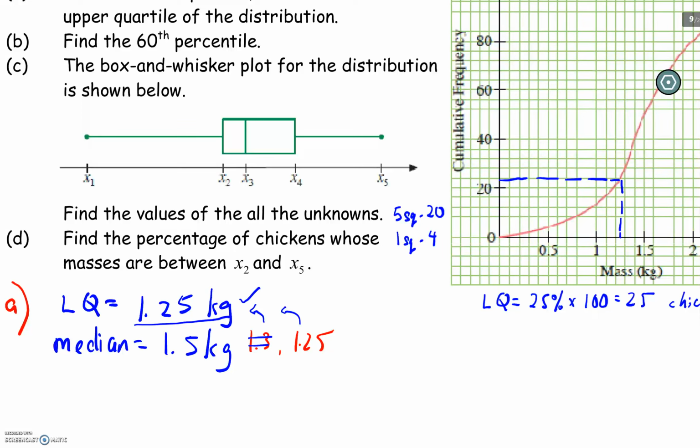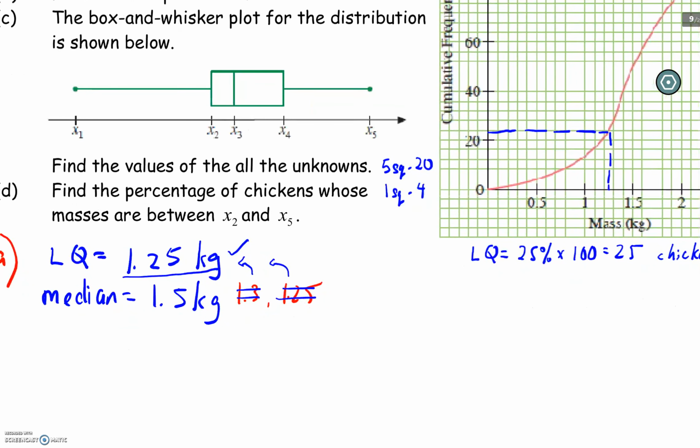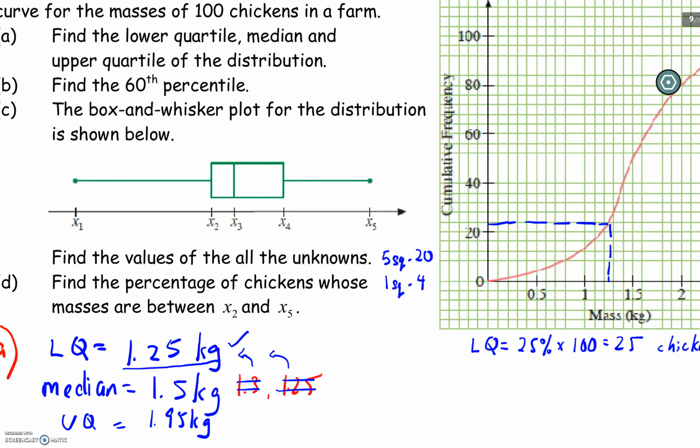Correct. So this is wrong. This is the same. Follow. Now, median is this. So upper quartile. What is upper quartile? 1.95. Anyone got different answer? 1.9. Yeah, fine. Okay, can. Now, so median, upper quartile.